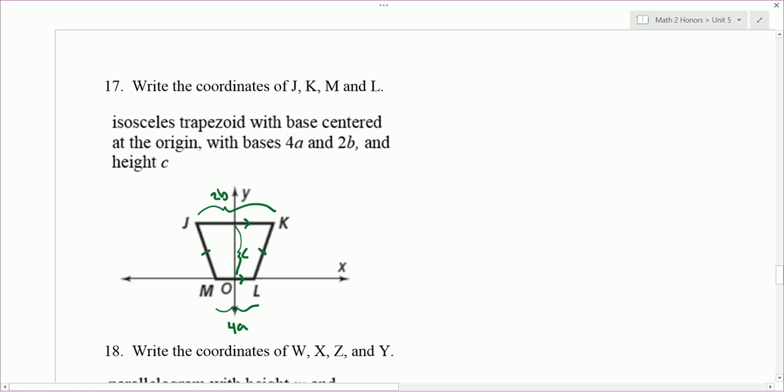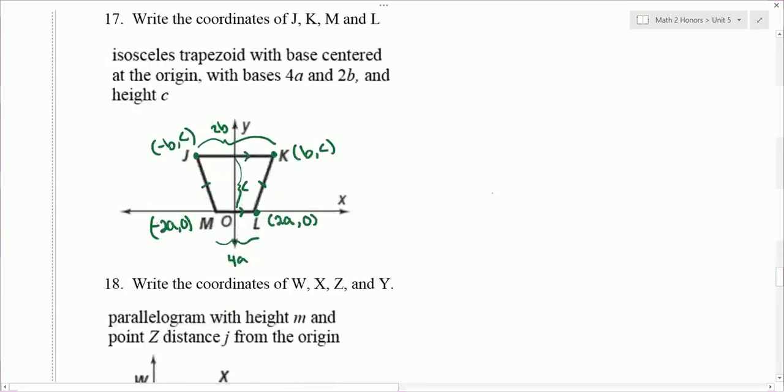So if you cut 4a in half, you're going to have to go 2a to the right. So the L would be at, going to the right 2a, and height's 0. So that's the coordinate of L. M, you'd go left 2a, so negative 2a, height 0, so negative 2a, 0. For K, you're going to go to the right b and up c. And J, you're going to go to the left b and up c. And there are your coordinates.